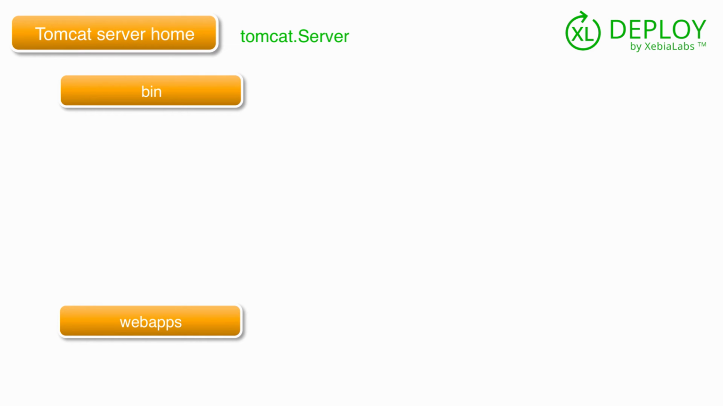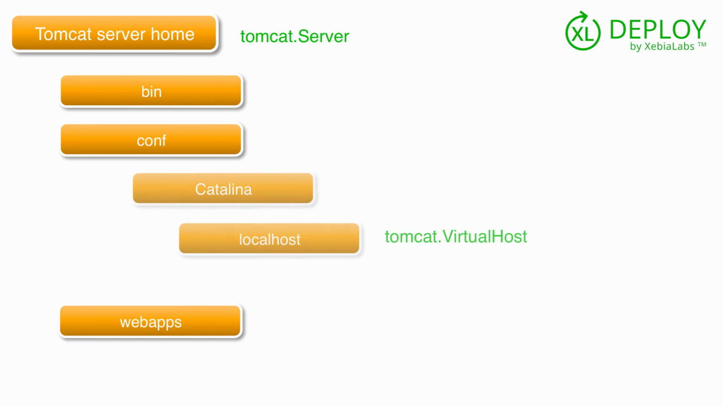Then you need to define a configuration item for a virtual host. During the deployment, Excel Deploy will create directories for the virtual host under conf. For example, if you use Tomcat's default Catalina engine, and the Tomcat server is running on localhost, then the virtual host will be created under conf/catalina/localhost. During deployment, Excel Deploy can optionally create an XML file in the virtual host directory.